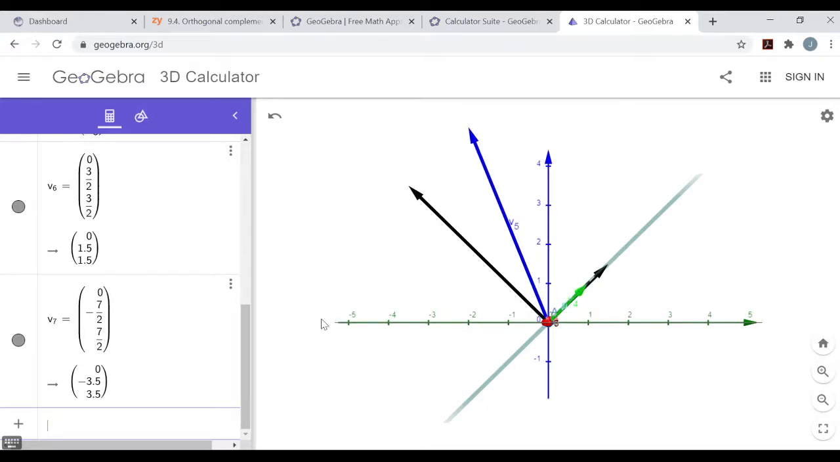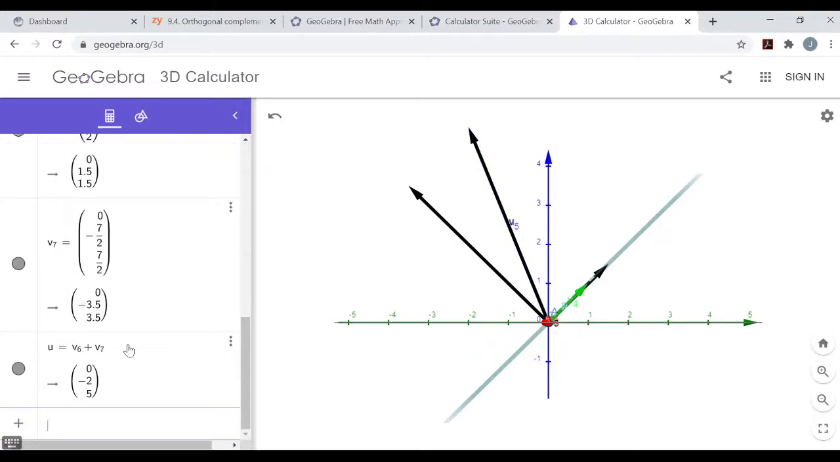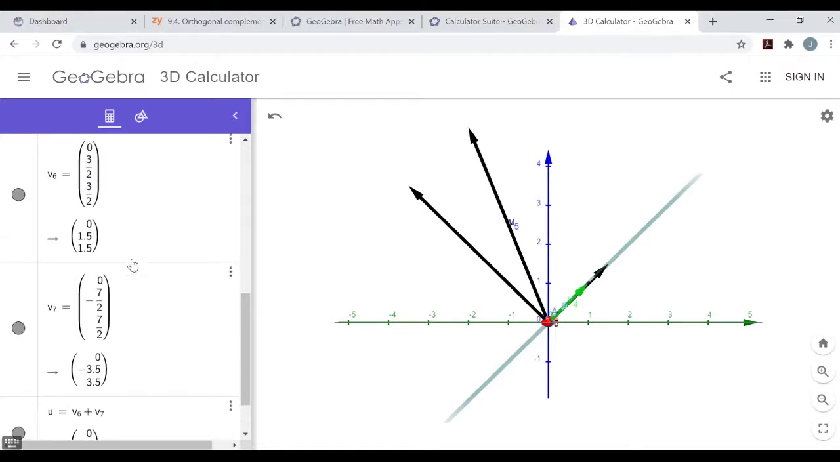Let me zoom this in a bit, and I'll show you. So let me take V6 plus V7 here. V6 plus V7, and see, it shows up right on top of the blue vector. It's the same thing. It's the vector 0, negative 2, 5. 0, negative 2, 5 is the sum of these two orthogonal vectors. One from the vector space W, the 0, 3 halves, 3 halves, and then the other vector from the orthogonal complement of W, the 0, negative 7 halves, positive 7 halves, negative 3.5, positive 3.5.